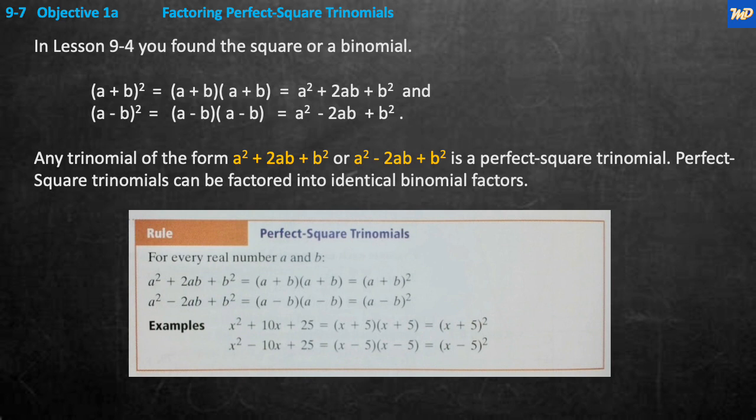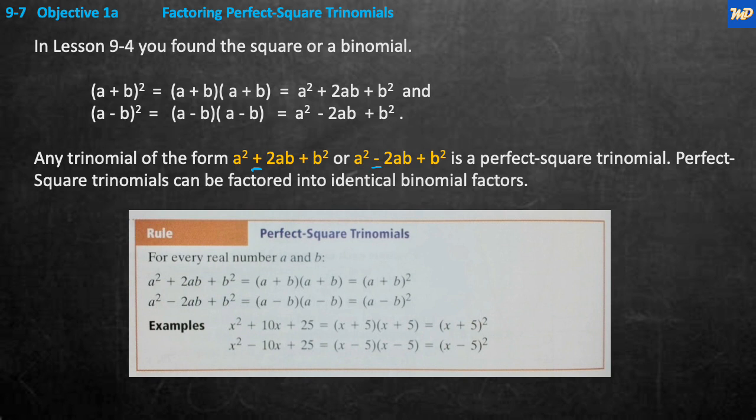Any trinomial of the form a squared plus 2ab plus b squared, or a squared minus 2ab plus b squared, is a perfect square trinomial. That's the difference here: right here we have a plus, and here we have the minus. That's the only difference in what I just read. Perfect square trinomials can be factored into identical binomial factors.